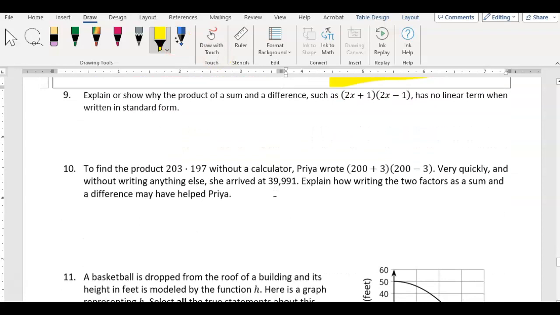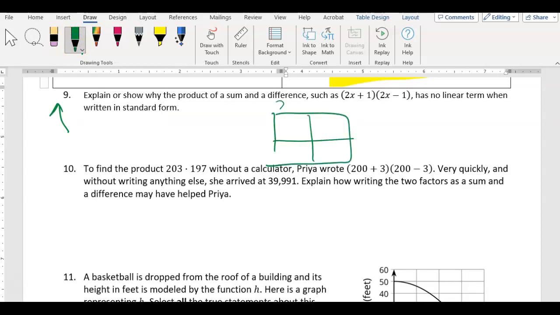Number 9 says explain or show why the product of a sum and a difference, such as 2x plus 1 times 2x minus 1, has no linear term. So that's the same thing as above, right? You can use 2x plus 1 and then 2x minus 1, and show that they are going to cancel each other out. We'll get 4x squared plus 2x minus 2x minus 1, right? These terms here will become 0 and therefore cancel each other out.